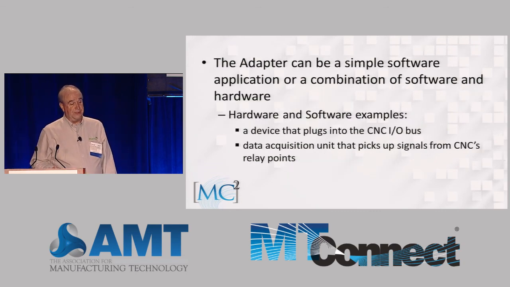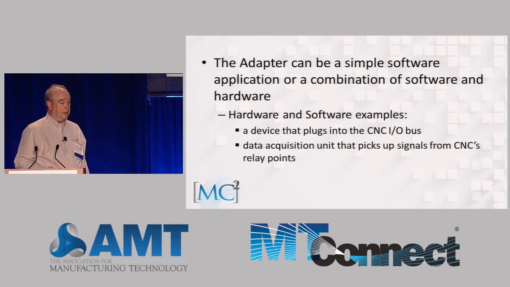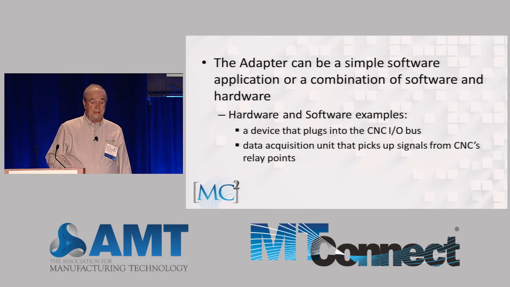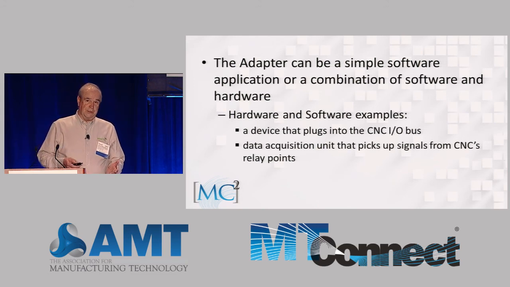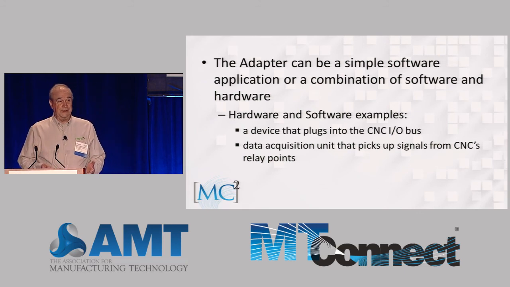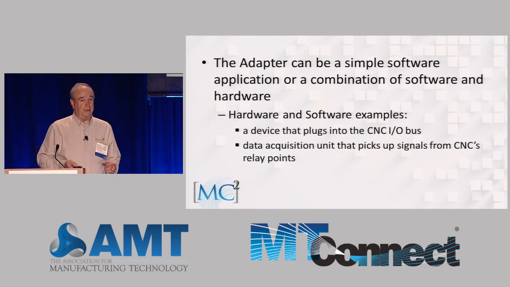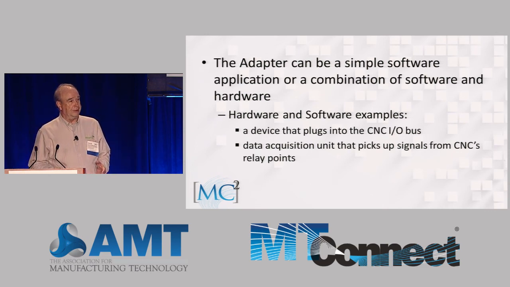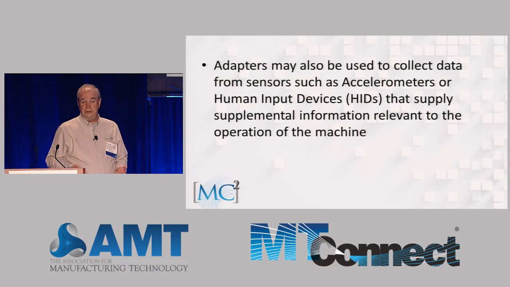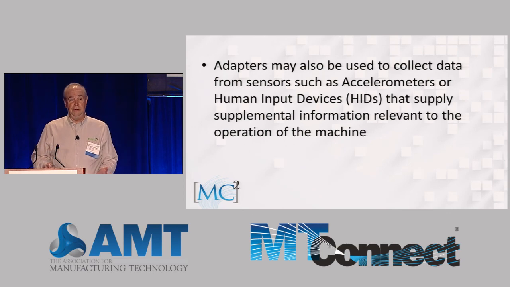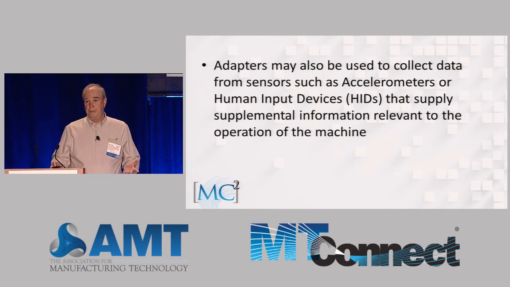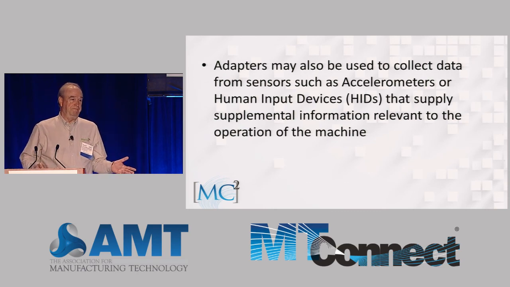The adapter can be a simple piece of software or a combination of software and hardware. Some examples of hardware and software are basically you could have a device that plugs into the CNC-IO bus, picks up the signals from the bus, and then sends that information up to the agent. Or it could literally be a data acquisition system that you attach to the machine to specific relay points to pick up control signals in the machine, and again, use a piece of software to send that information again to the agent. Adapters can also be used to collect data from sensors such as accelerometers, thermocouples, or possibly other human interface devices, barcode readers, notepads, cell phones. It's unlimited.